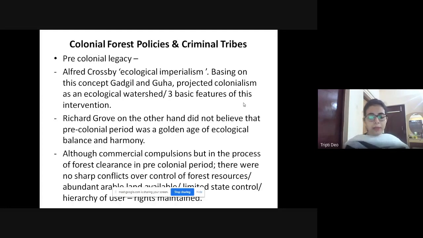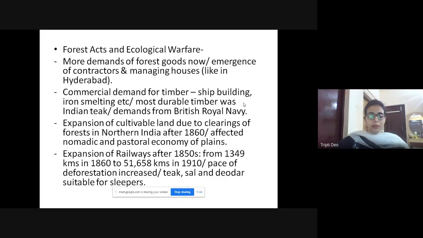Although commercial compulsions were there, in the process of forest clearance in the pre-colonial period there were no sharp conflicts over control of forest resources. Abundant arable land was available. Limited state control was there. It wasn't that the state was tight in controlling the forest tribes, or the people who were dependent on the forest. A hierarchy of users' rights was maintained for the people who tilled the land. So it wasn't as aggressive or as exploitative as what we see the British doing in the colonial period.